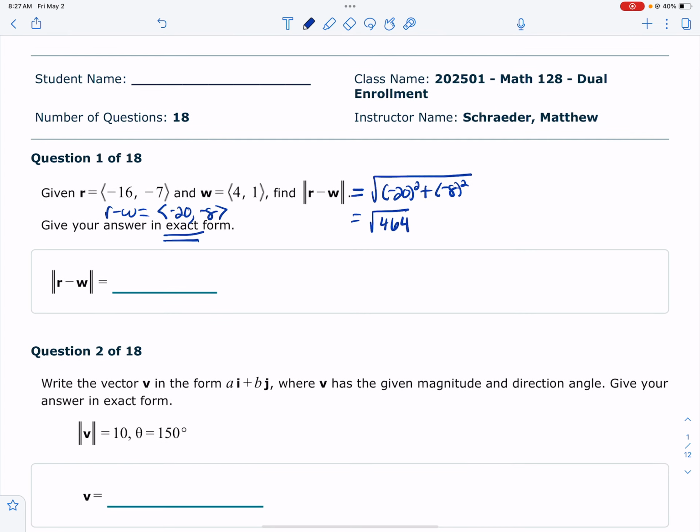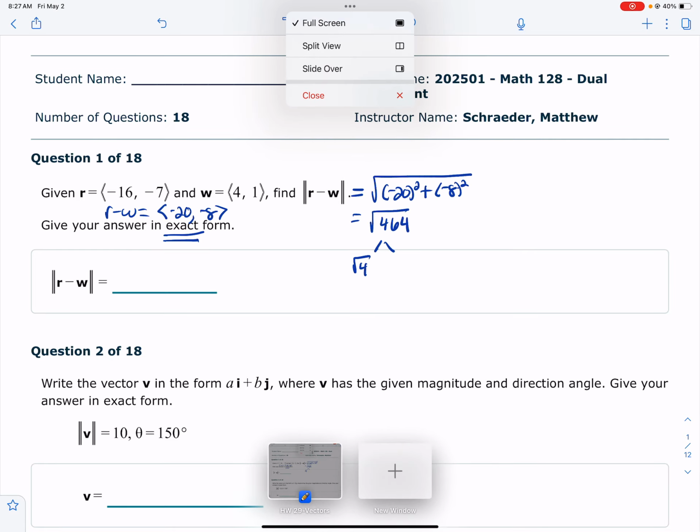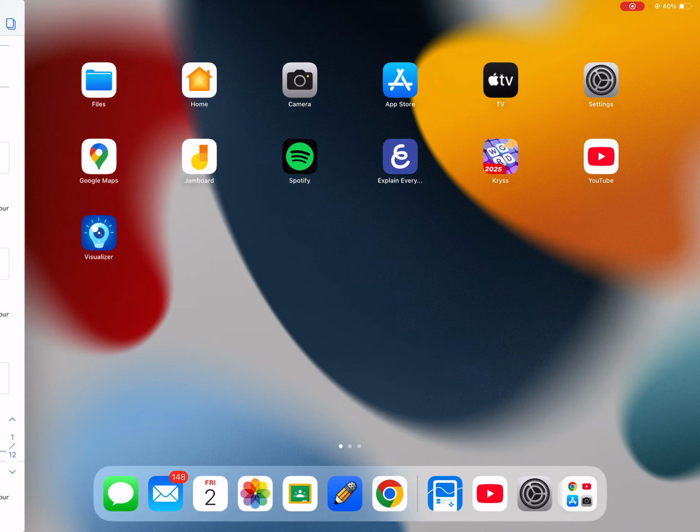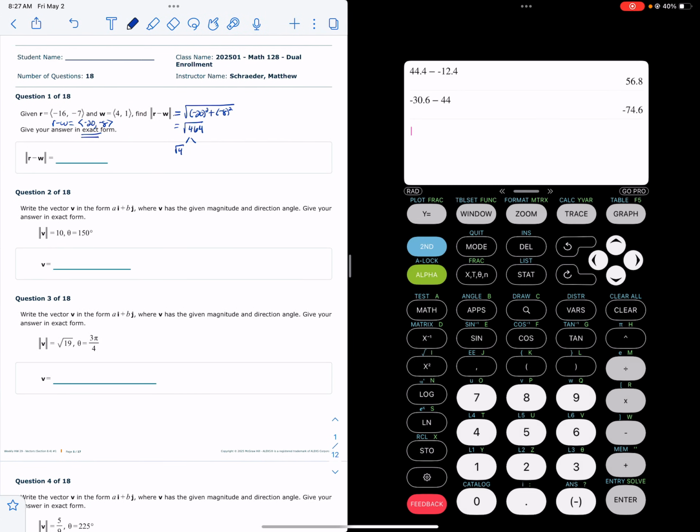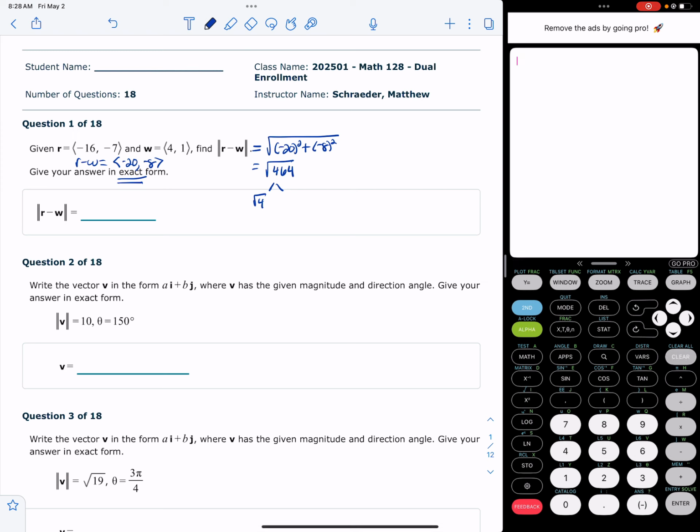So we have to put this in exact form, which means break it down. I'm going to start with 4 because I think 4 is going to go out of that. So 464 divided by 4 would be 116. Let's try 4 again. Yep, there we go. So the square root of 4 is 2, and then this would be 4 and 29, and the square root of 4 is 2 again. So the answer here would be 4 square root of 29.